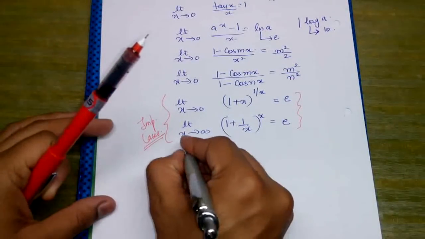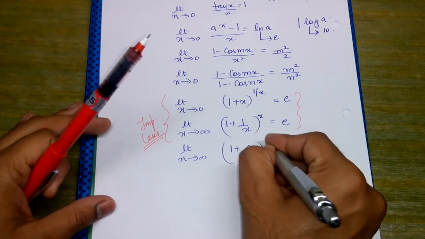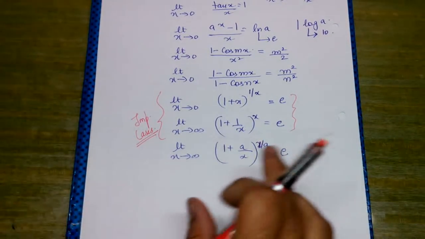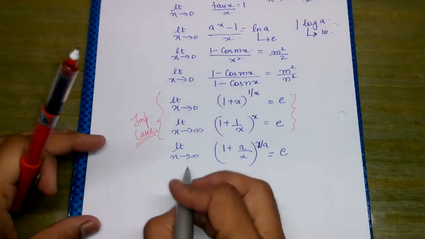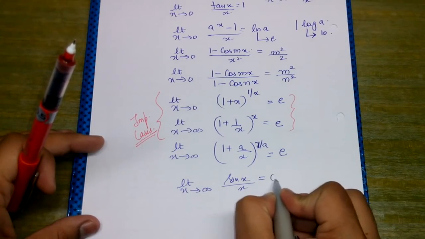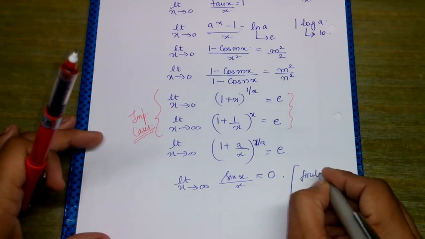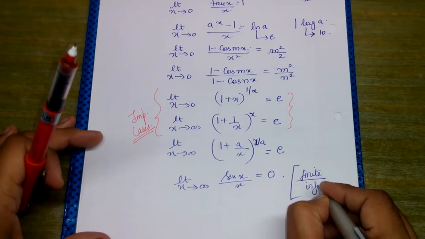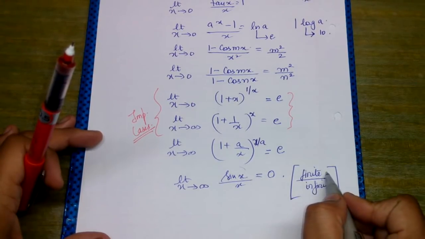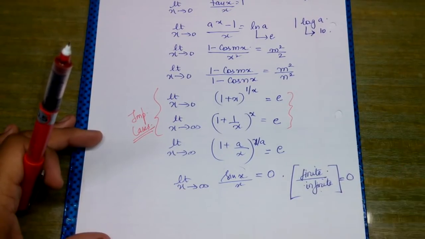Okay, next we have limit x tends to infinity, (1 plus a upon x) to the power x upon a, this is also equal to e. So these are the important cases, and one more case we have: limit x tends to infinity, sin x upon x is equal to 0. This can be deduced from a very simple logic, that is any finite number upon an infinite number, because if x is tending to infinity, then sin x is going to be a finite number and x in the denominator will be infinite, so finite upon infinite is generally 0.